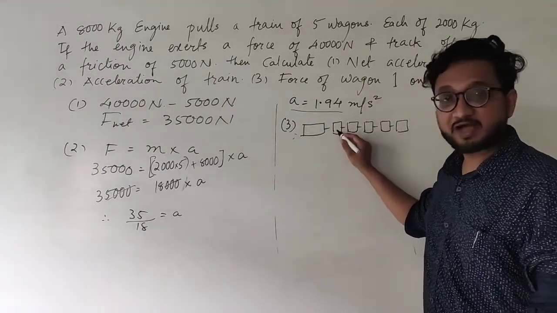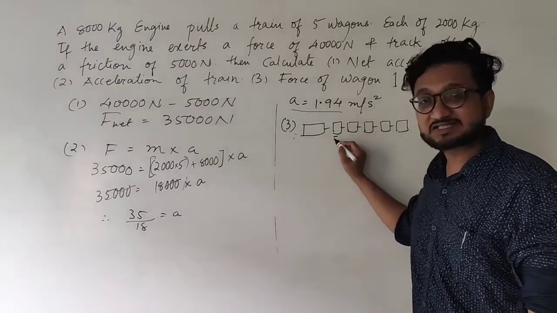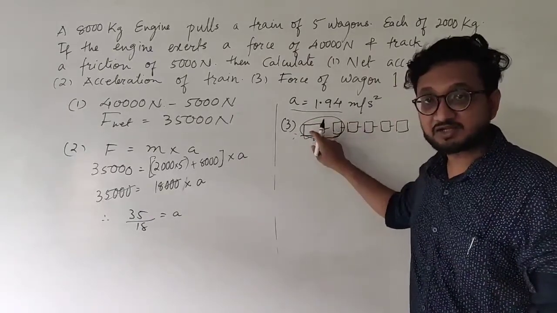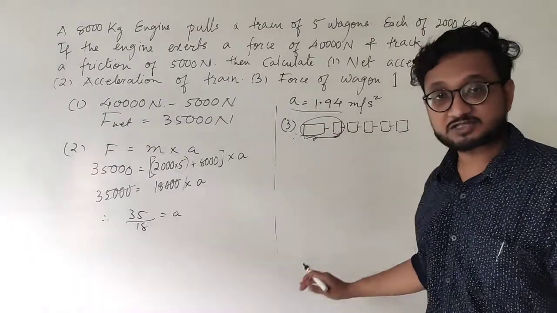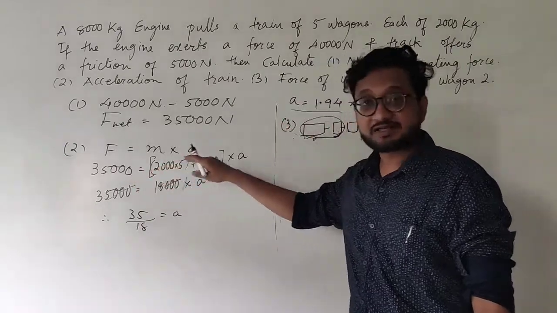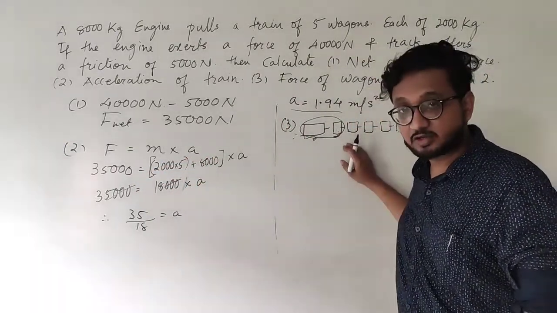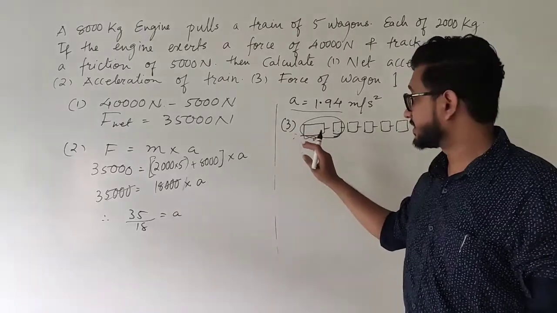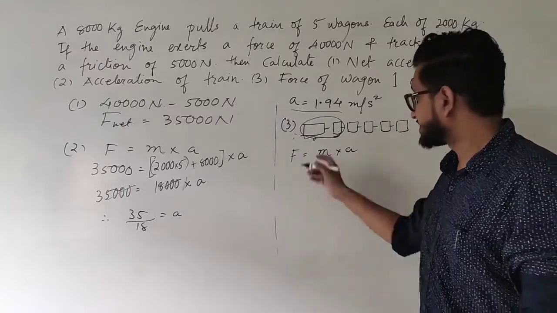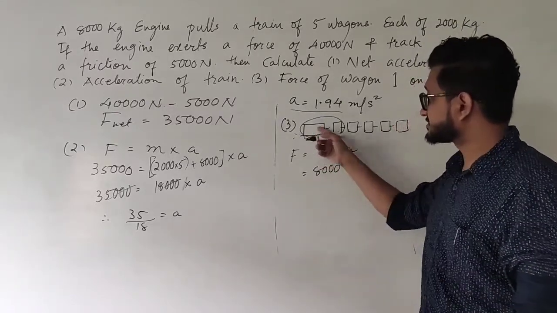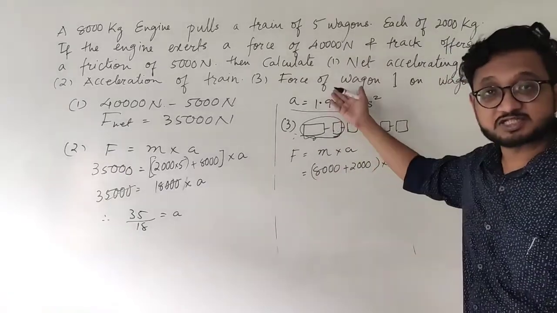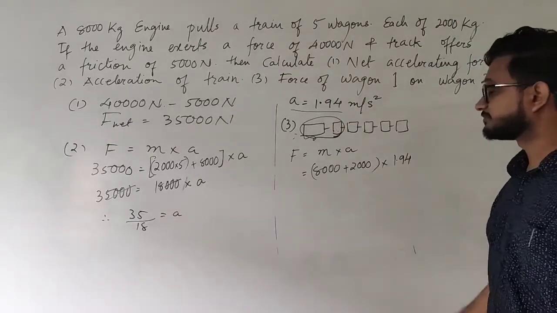And now when we talk about wagon 1 and wagon 2, wagon 1 is not alone, we have the engine as well. So you need to include the mass of the engine as well as wagon 1 when finding the answer for the force. Because when we included the engine in this part, we cannot exclude the engine in this part. You have to include its mass as well. So finding the force, F is equal to mass into acceleration. The mass of the engine is 8,000 and the mass of one wagon is 2,000, into the acceleration that we just found, that is 1.94.